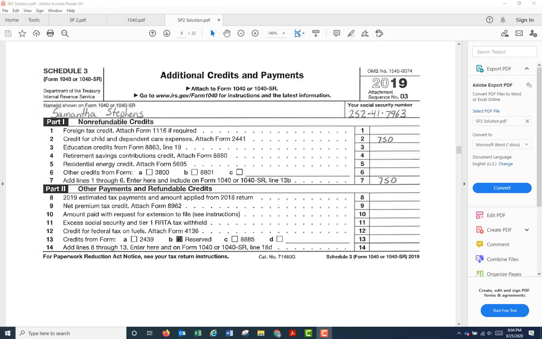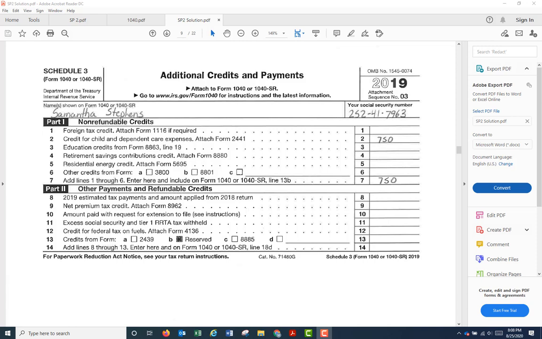Here's Schedule 3. It's called the Additional Credits and Payments. Part 1 are all of the non-refundable credits. Part 2 are the payments and refundable credits. Refundable credits are like payments, so that's why they're grouped together with other payments. Let's go to Part 1, non-refundable credits, and take a look. In line 2, credit for child and dependent care expenses, and attach Form 2441. We've done that in a previous video. The result of that credit is $750, and we had reported this here on line 2.